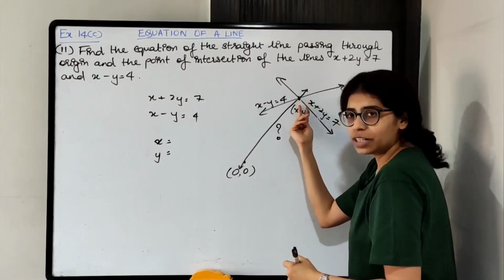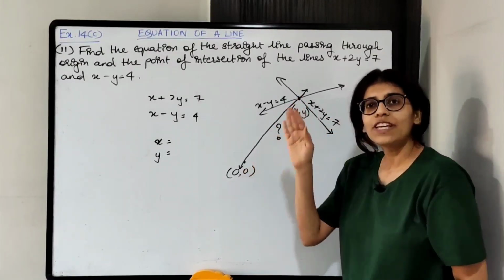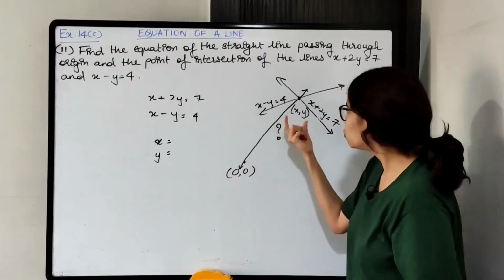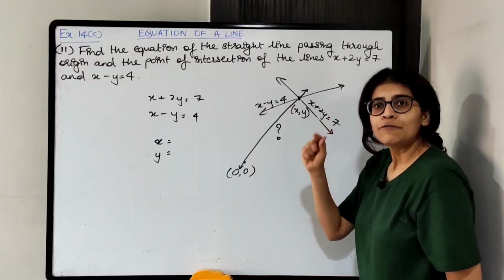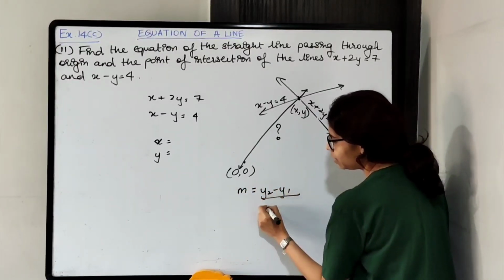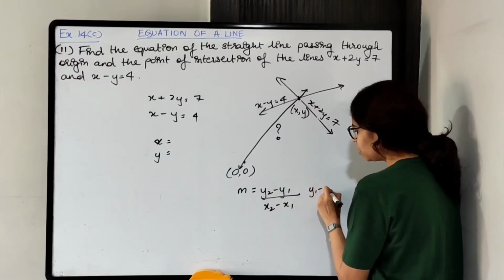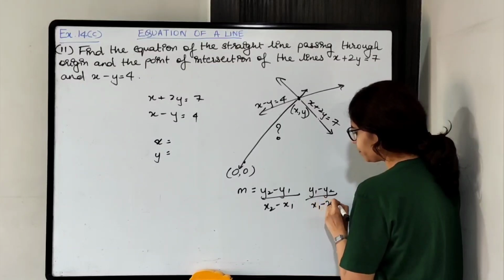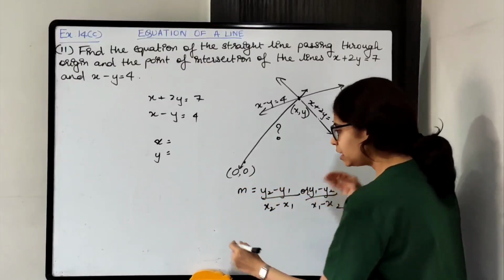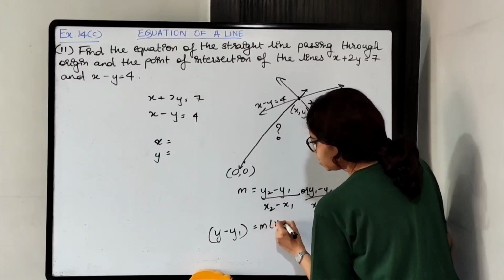Once you get the coordinates of this point, you have the coordinates of the 2 points lying on the line. So we can use the 2 points form. We know the coordinates of the 2 points. First we'll find out the slope using the formula y2 minus y1 upon x2 minus x1, or y1 minus y2 upon x1 minus x2. Slope will be found. And then put it in the equation form, that is y minus y1 equals m into x minus x1.